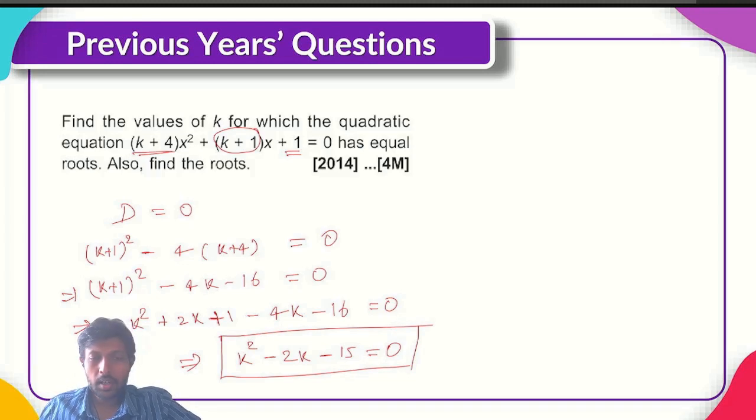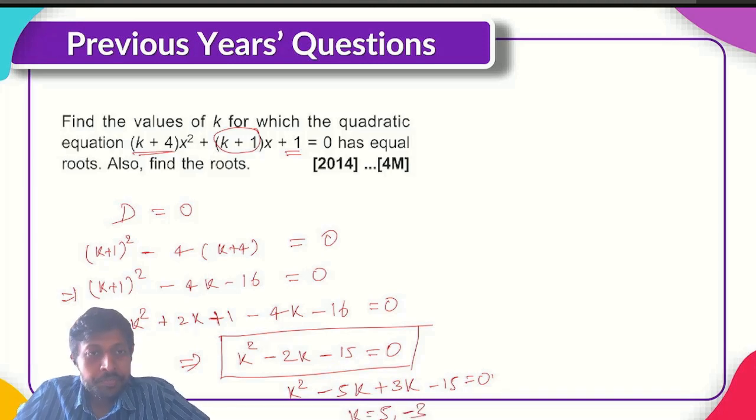Okay, I think it's easy enough to solve. 5 into 5 and 3, those are the two numbers that you should be looking at. So once you find out the value of k, then you also have to find out the roots. So k square minus 5k plus 3k minus 15 equal to 0. K is either 5 or minus 3. Okay. So we have two values of k.